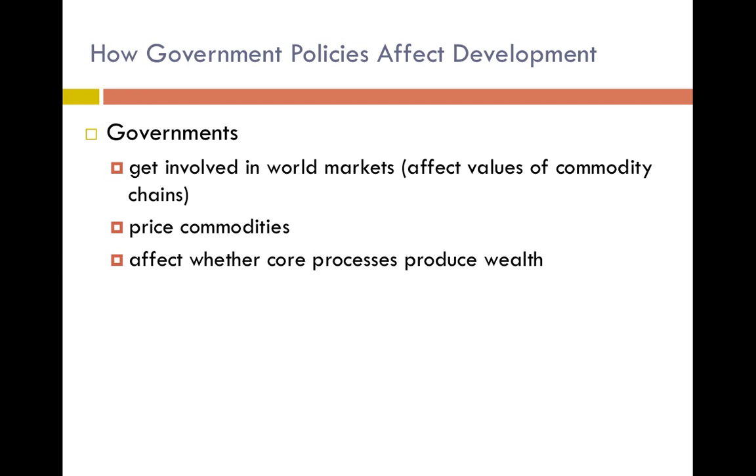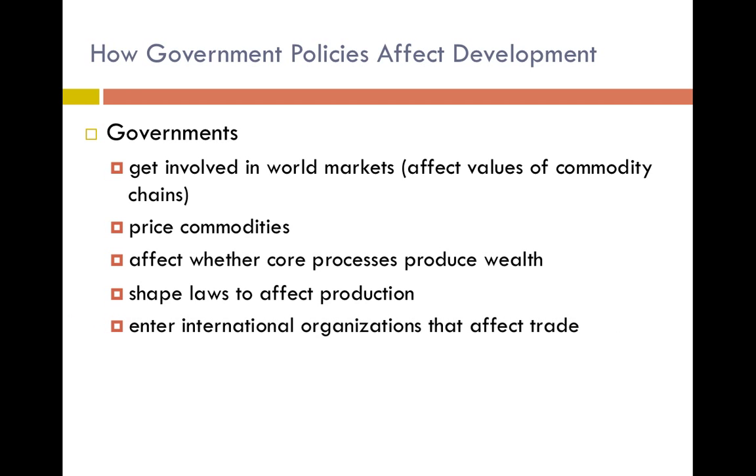Affects whether core processes produce wealth. Governments shape laws to affect production, so they can subsidize or tax certain goods that are being produced. They can also put quotas on how many goods are allowed to be imported, which would either stimulate or inhibit growth or production of a certain good.